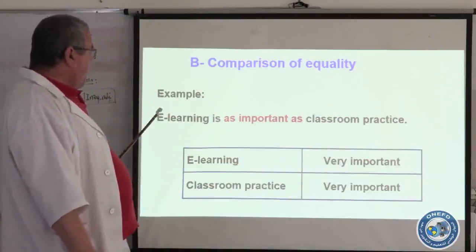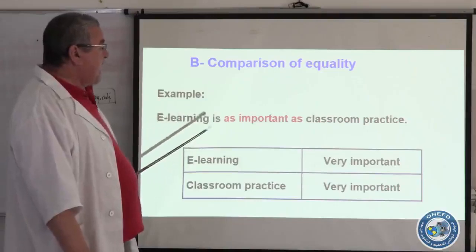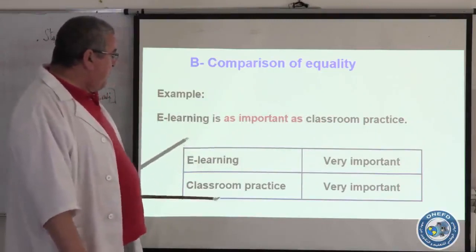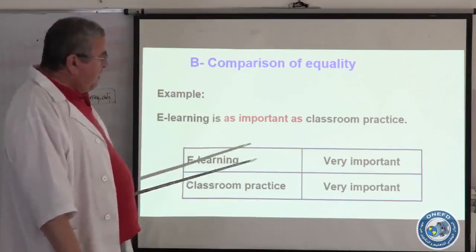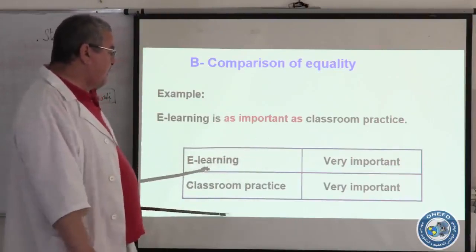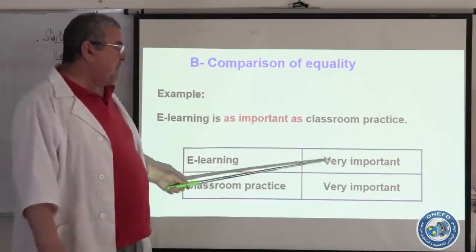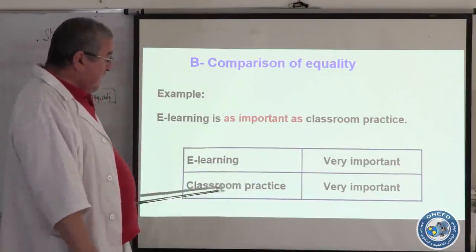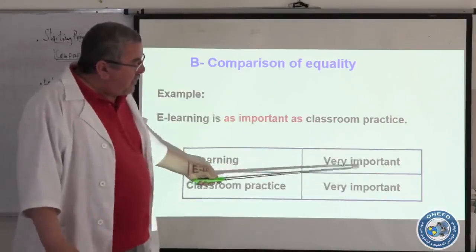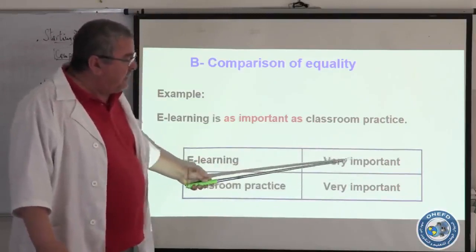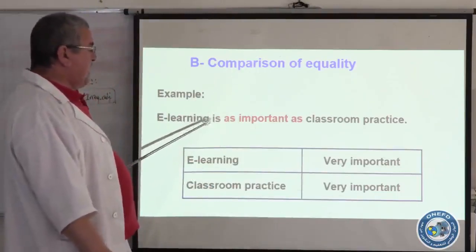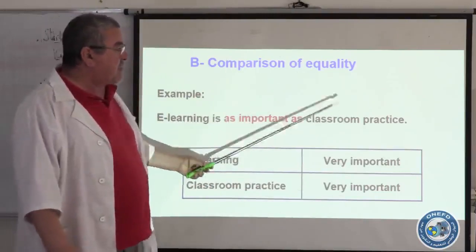Comparison of equality. Example: e-learning is as important as classroom practice. Now, why do we say this? Of course, we rely on some checkable information. E-learning is very important. We all know this. Classroom practice is also very important. So, if we talk about their importance, it is the same here. Very important, very important. This is why we say that e-learning is as important as classroom practice.